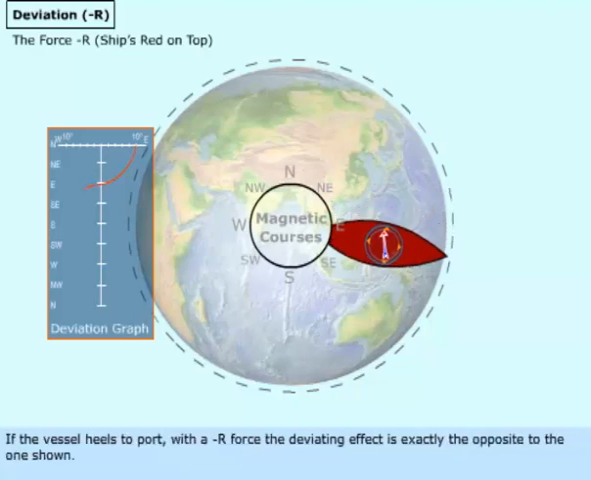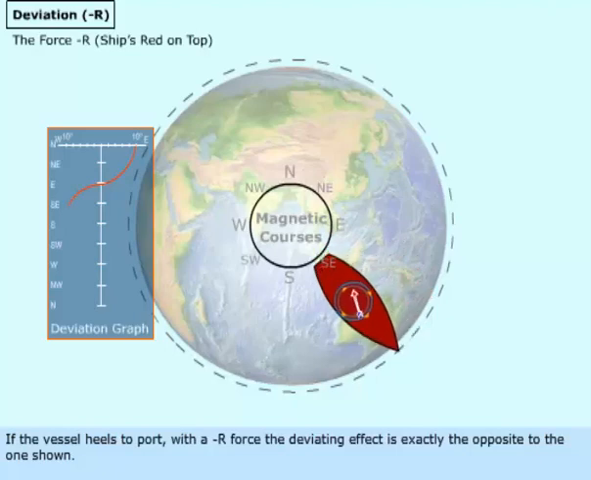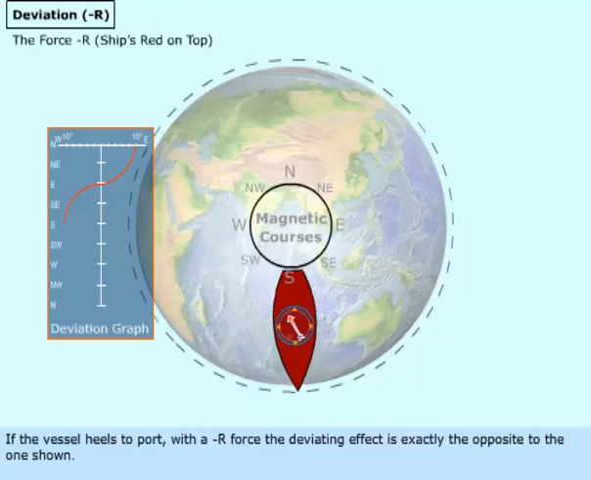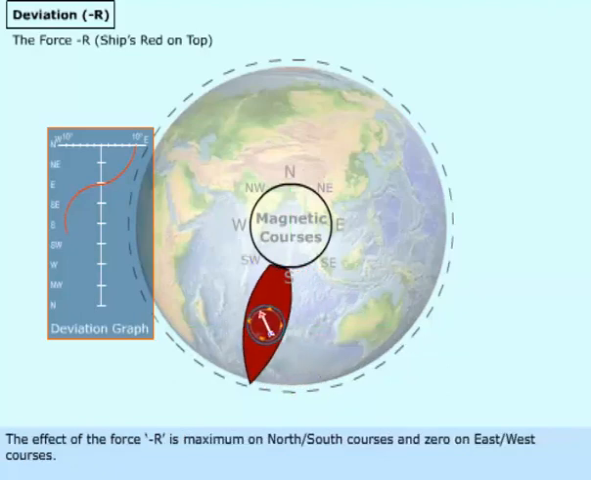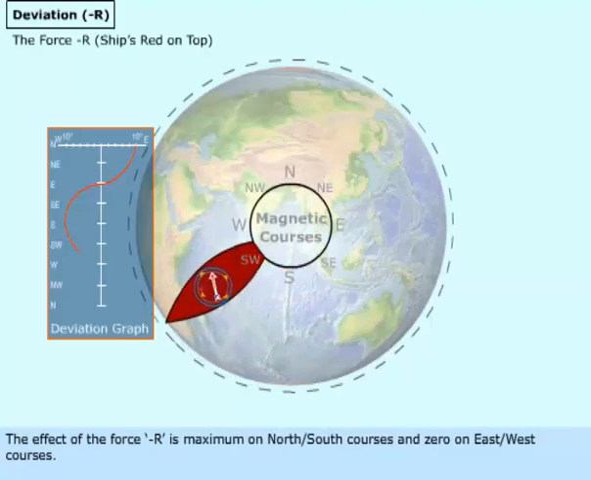If the vessel heels to port with a negative R force, the deviating effect is exactly the opposite to the one shown. The effect of the force negative R is maximum on north-south courses and 0 on east-west courses.